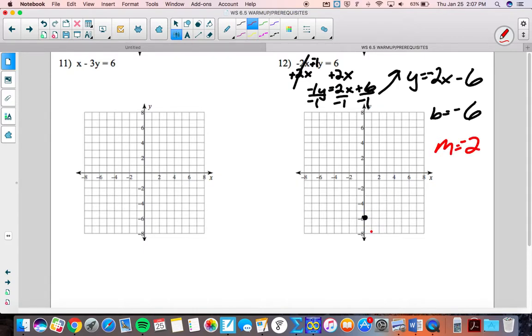Down 2, right 1. Oops, let me put that as a fraction. So the rise is -2, so we're going down 2. The run is +1, we're going right 1. And now we can reverse it by going opposite, so up 2 and left 1. This is a negatively sloped line. The slope is -2, and it's moving in a negative direction down and to the right.